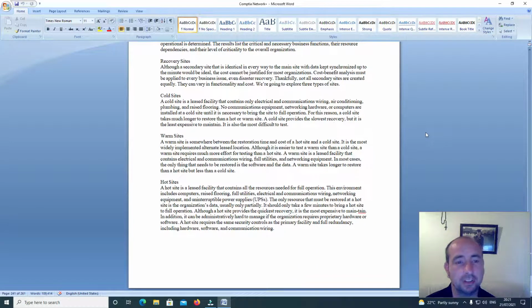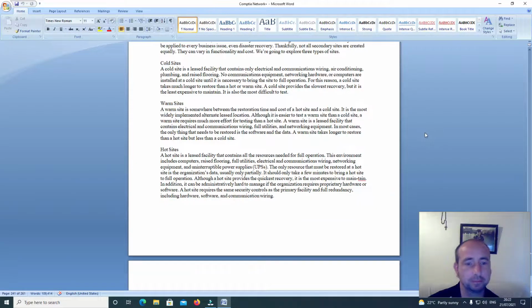Our recovery sites. Although a secondary site that is identical in every way to the main site, with data kept synchronized up to the minute, would be ideal, the cost cannot be justified for most organizations. Cost-benefit analysis must be applied to every business issue, even disaster recovery. Thankfully, not all secondary sites are created equally. They can vary in functionality and cost. We're going to explore three types of sites.